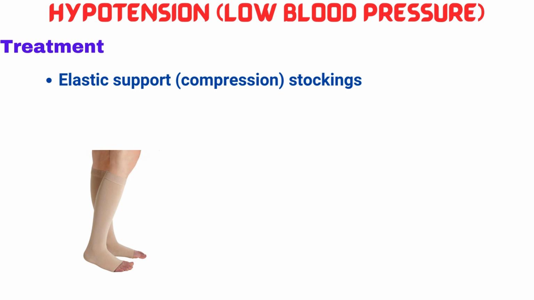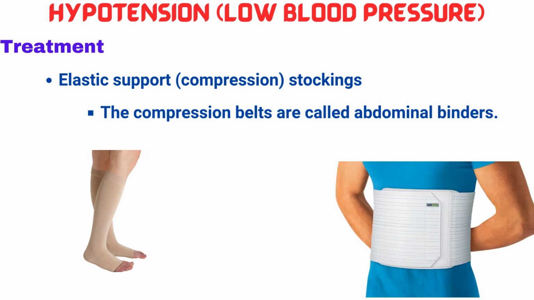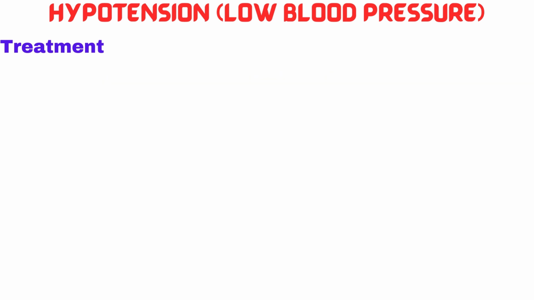If needed, use elastic support or compression stockings that cover the calf and thigh. These help restrict blood flow to the legs, thus keeping more blood in the upper body. They improve blood flow from the legs to the heart. Some people have an easier time using compression belts around the stomach area than they do using compression stockings. The compression belts are called abdominal bandages. If these steps don't lessen the problem, client may need medication.